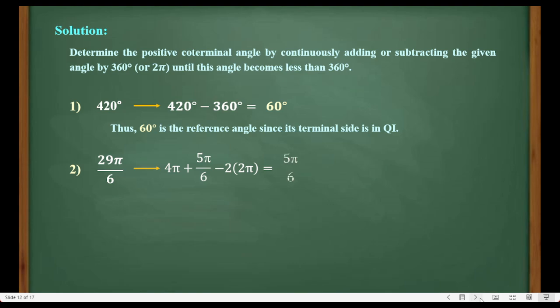And the result is what? 5 pi over 6, which is the coterminal of this given measure. And this one right here has its terminal side found in quadrant 2. So if that's the case, what will be the reference angle? So if you could still remember, I have shown you from the previous slide the table of summary, particularly the formula to be used to compute for the reference angle if the terminal side is in quadrant 2. So how is that? Okay.